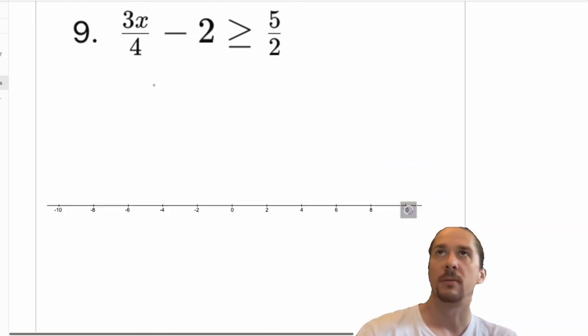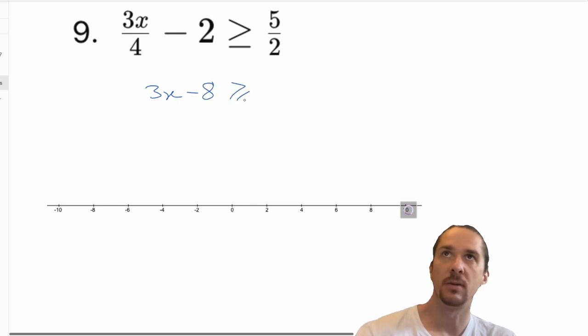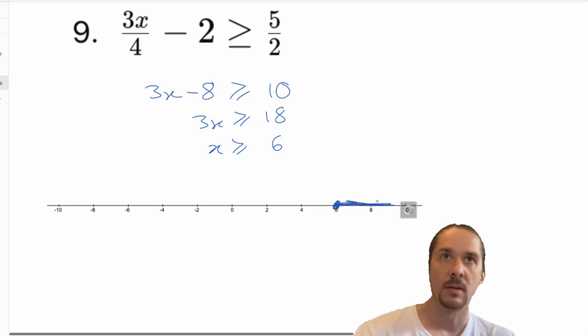I'm going to multiply everything by 4 first. So I'm going to have 3x minus 8 is greater than or equal to 10, 3x is greater than or equal to 18, x is greater than or equal to 6. So here we fill in the circle, and we put our line, and anything bigger is what we're interested in.